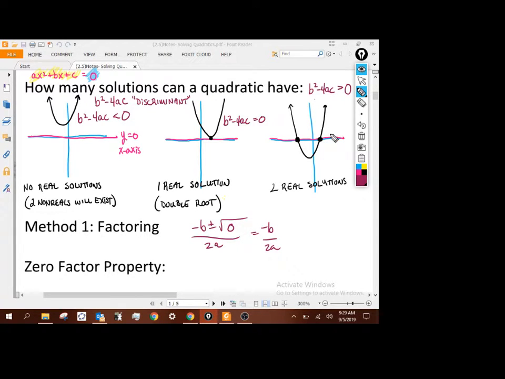Greater than 0. It's got to be a positive number. So a negative discriminant, no real solutions. A 0 discriminant, one solution. A positive discriminant, two solutions. Is that okay? Yes, sir.